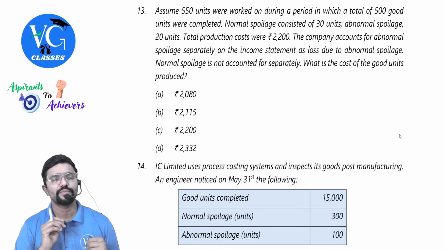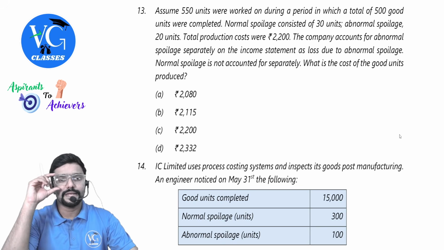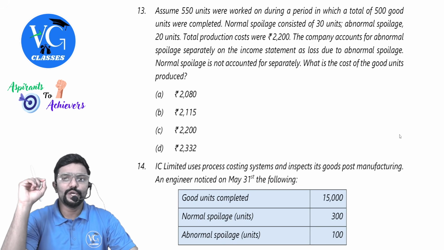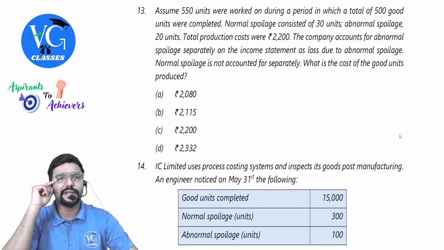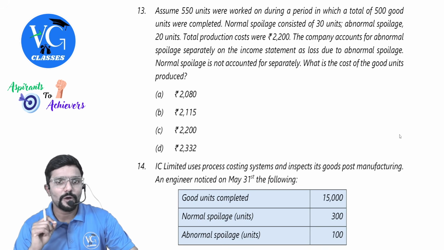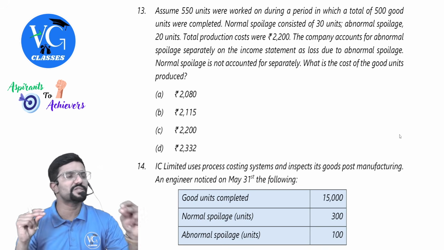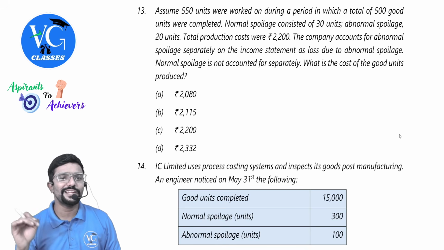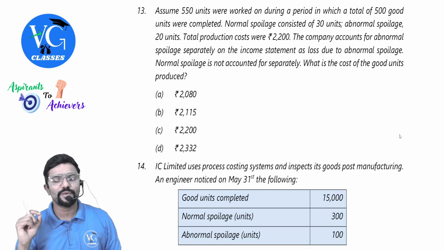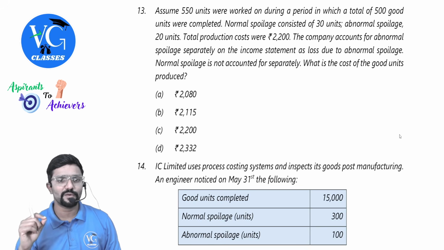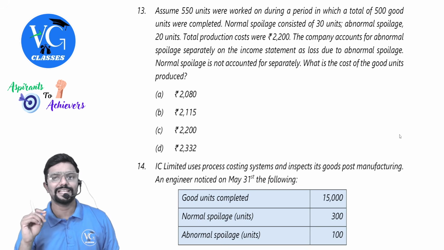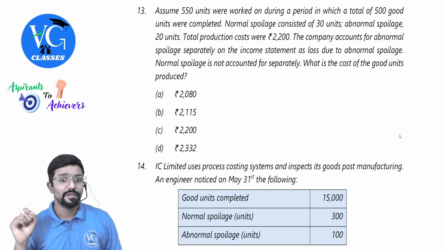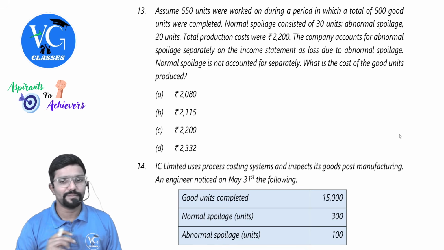Now the 13th. Assume 550 units were worked on during a period in which a total of 500 good units were completed. Normal spoilage consists of 30 units, which means 20 is what, guys? Abnormal loss. Okay, they only give abnormal spoilage is 20 units. Total production cost was 2,200. The company accounts for abnormal spoilage separately on the income statement as loss due to abnormal spoilage. Normal spoilage is not accounted for separately. We know all this.